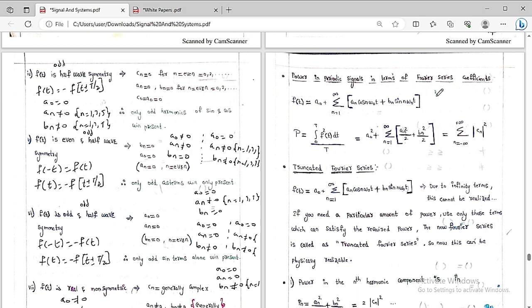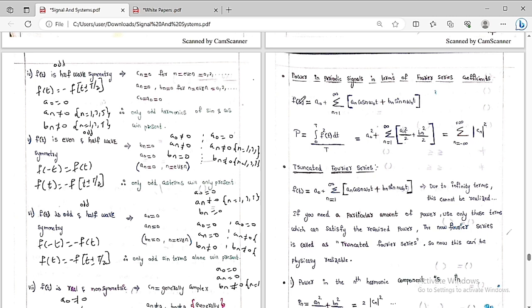I have already told you all the periodic signals are power signals, because in a periodic signal the energy is equal to infinity and the power is finite. So these signals are called power signals. All the periodic signals are called power signals, and I am going to find the expression of the power in periodic signals in terms of the Fourier series coefficients.